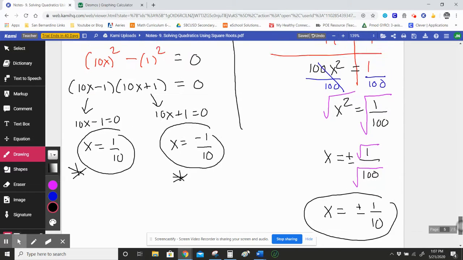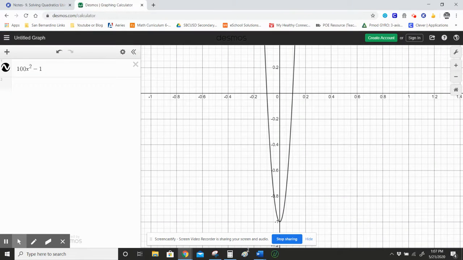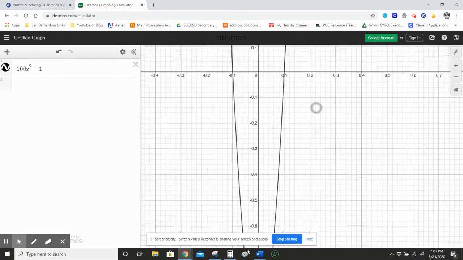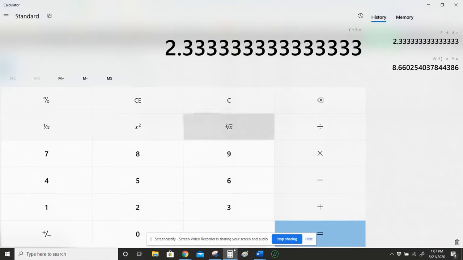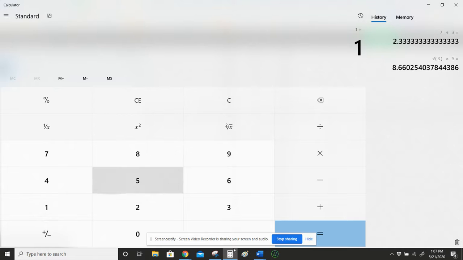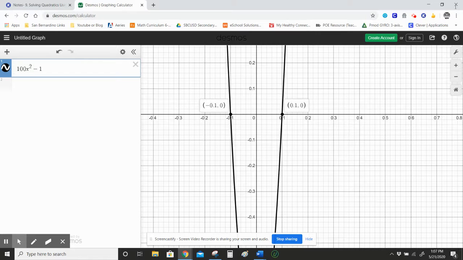And if you want to be super duper sure that you got the same answer, you could always check it with Desmos, 100x squared minus 1. I get two answers, so they happen to hit the x-axis twice. The first answer is right there, which is at negative 0.1. The second answer is right there, which is at positive 0.1. And if you check your calculator, 1 divided by 10, what do you think the answer is going to be? 1 divided by 10 is 0.1. So our two answers are negative 0.1 and positive 0.1.